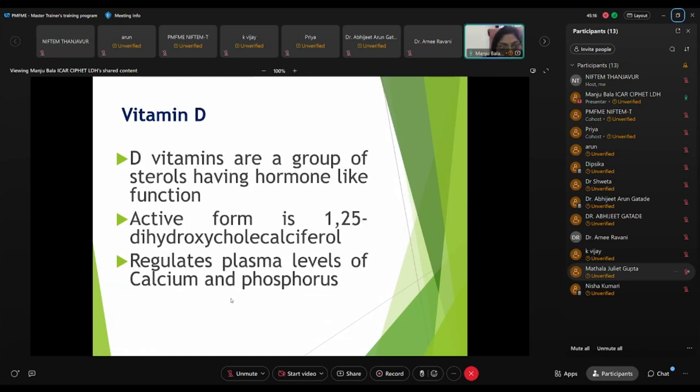Similarly, vitamin D compounds are steroid compounds, like you must have heard the name sterols. So these are sterol compounds, and the biologically active form in our body is 1,25-dihydroxycholecalciferol, and it regulates plasma levels of calcium and phosphorus.